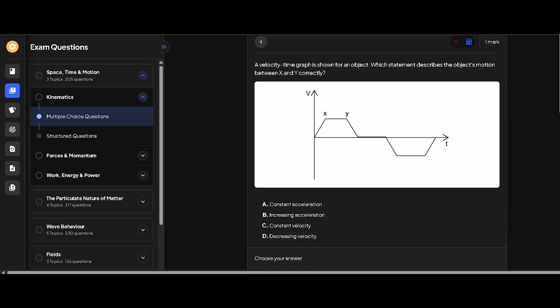So this one is saying a velocity time graph. So we have a velocity right there and we have a time one. So a velocity time graph shown for an object, which statement describes the object's motion between X and Y correctly? So X and Y, here it is. It's right there. So first one is saying constant acceleration. So constant acceleration, no. Why?